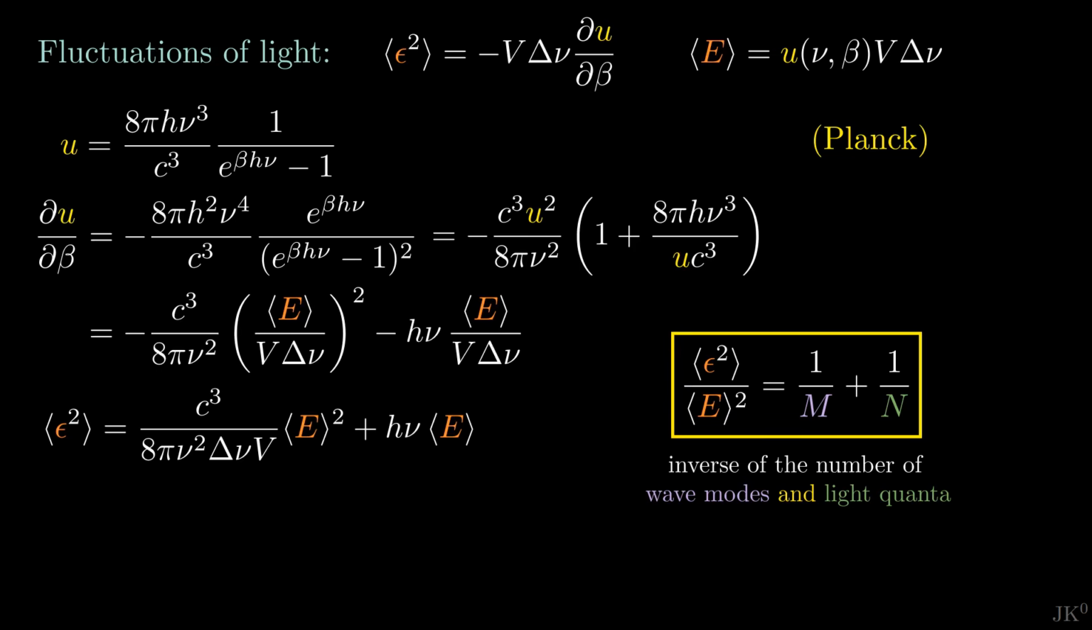Let this sink in. Under the assumption that Planck's formula is correct, the energy fluctuations of light are given by the energy fluctuations of light waves plus the energy fluctuations of particles of light. This is it. This is the birth of the wave-particle duality. I recall that the first time that I did this calculation a few years back, I was first shocked by its beauty.